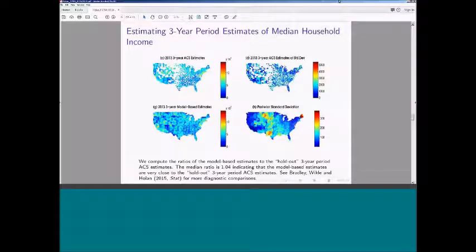The other thing to notice, we compute ratios of model-based estimates to the holdout 3-year period estimates, and the median ratio was only 1.04, so that indicated the model-based estimates were very close to the holdout. And the other thing that you can see is that the level of uncertainty, if you look at the color bar on the right-hand side for the posterior standard deviation, is much lower with the model-based estimates than using the direct estimates. Next slide.